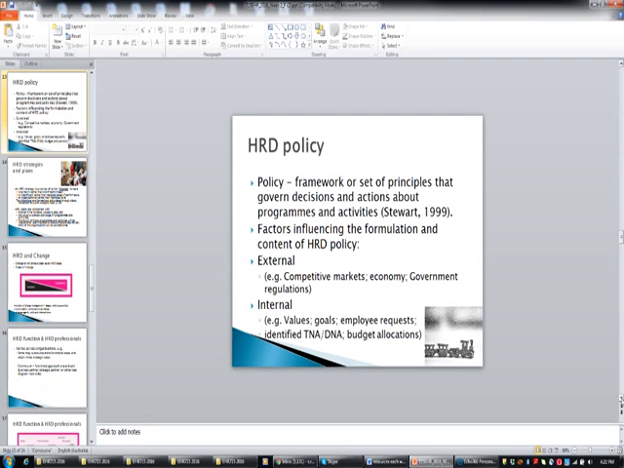Policy, HRD policy is more about the framework or set of principles that govern decisions and actions about programs and activities. So just, what is actually written down in policy, what's guiding that? And again, that's influenced, of course, by external aspects such as government regulations, the economy, and internal aspects such as the values, how budgets are allocated, that sort of thing. So the policy is really a very tangible thing, a set of ideas written down.